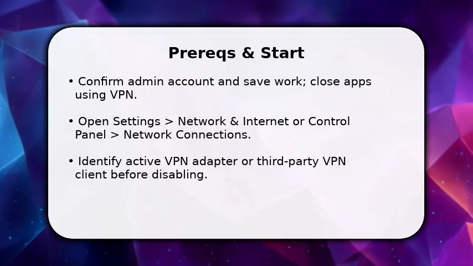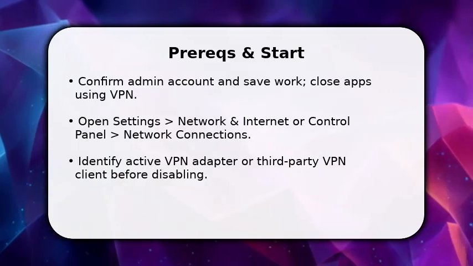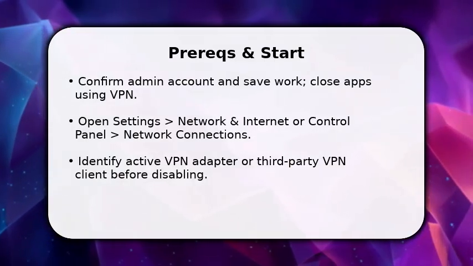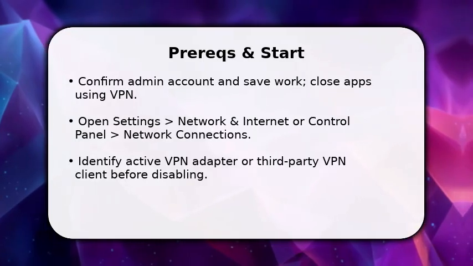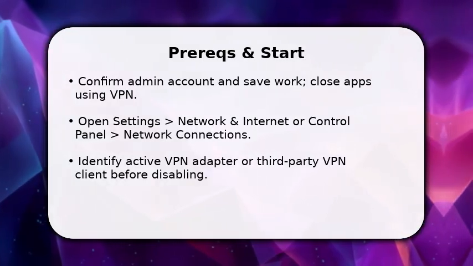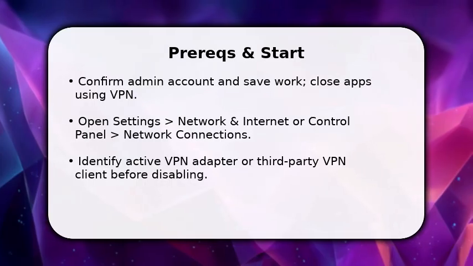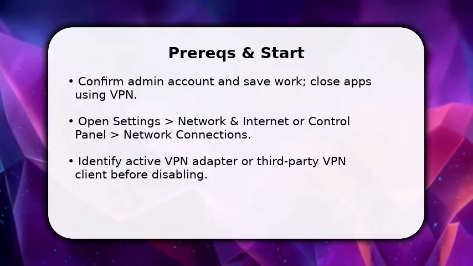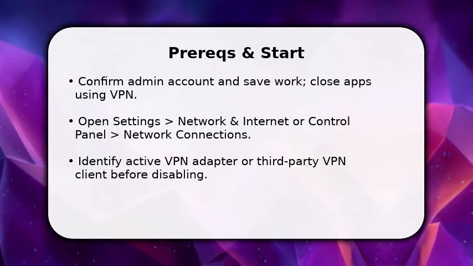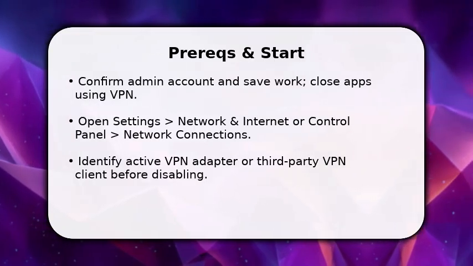You start by confirming you have an administrator account and that any work is saved. This prevents lost data when network services restart. Once ready, open Settings, then Network and Internet, or press Win+R, type NCPA.CPL, and hit Enter to open network connections.